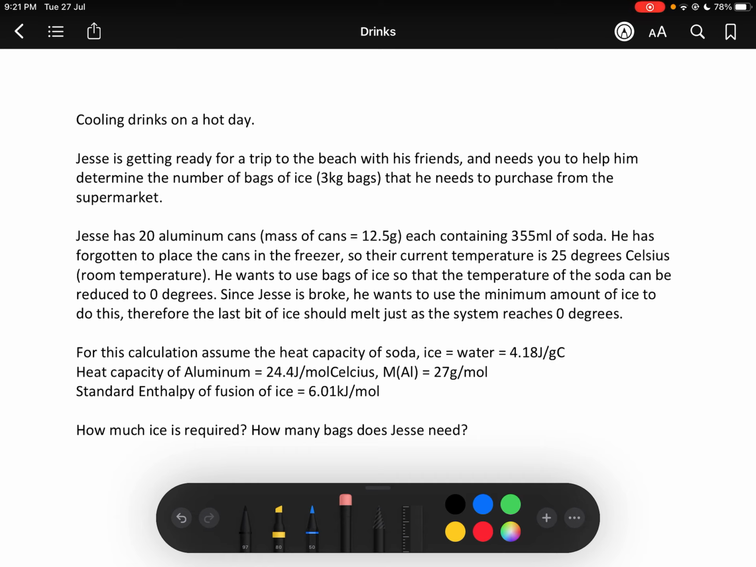Alright, so for this question, we want to consider all of the different types of energies in our system. In this case, we want to reduce the temperature of the cans. We want to decrease the temperature of the liquid. So the total amount of energy we need is the total amount of energy required to reduce the temperature of the aluminium from 25 degrees to 0 and to decrease the temperature of the soda from 25 degrees to 0.